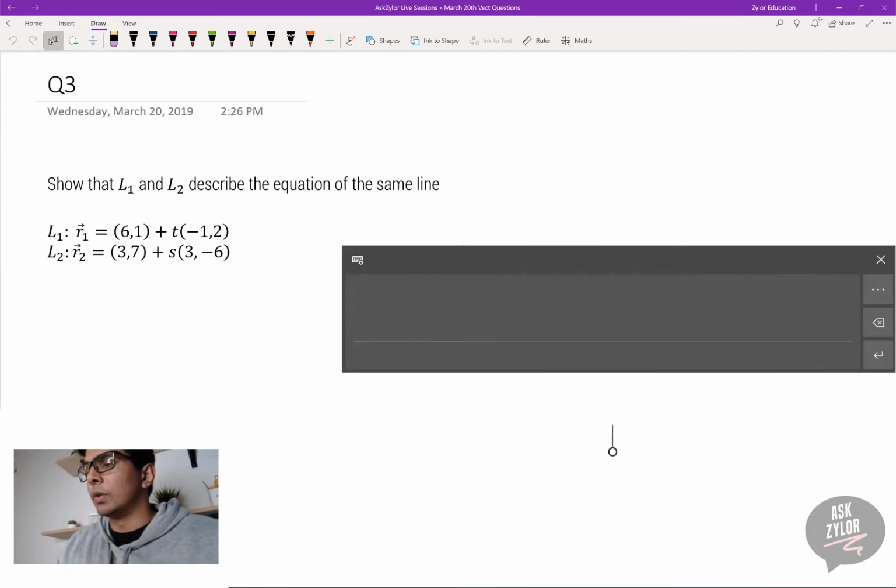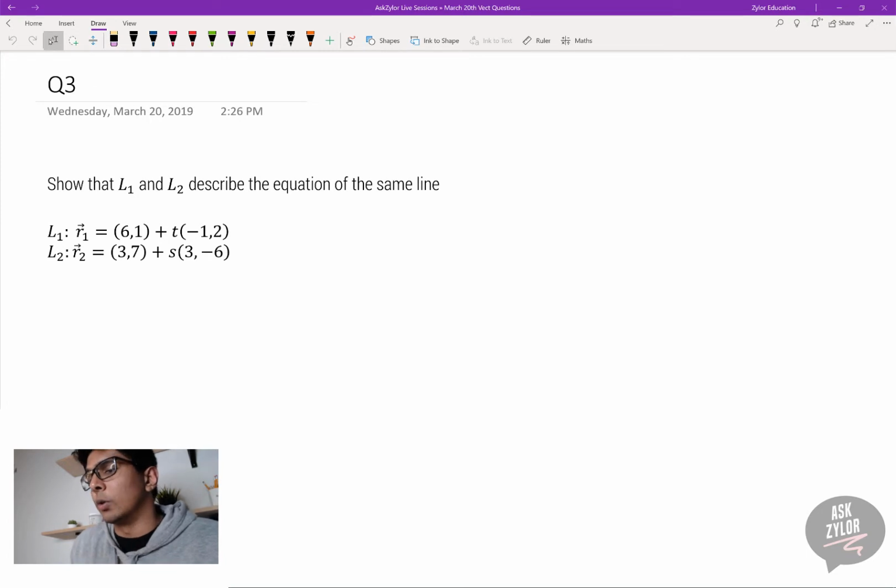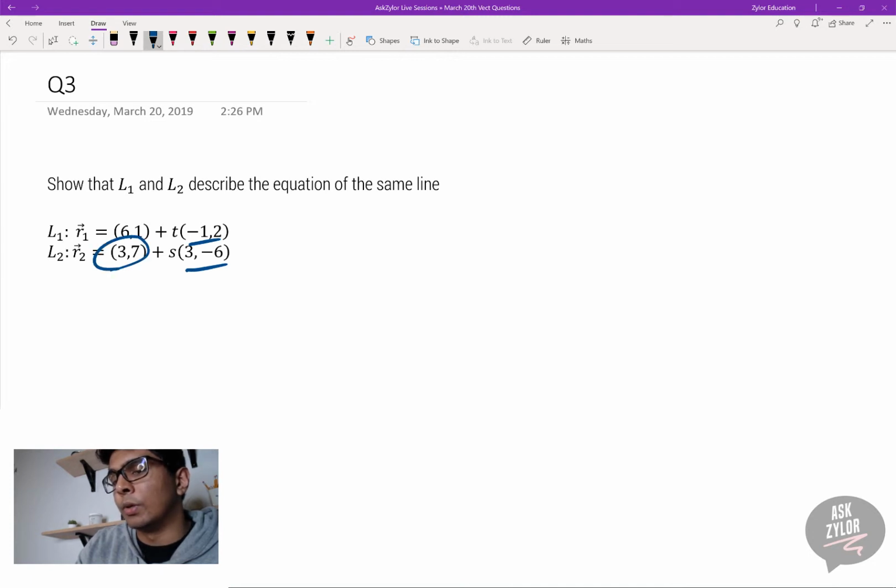It says, show that L1 and L2 describe the equation of the same line. So if they're the same line, that means we have to do two things. We need to find out that the slopes are the same, and we need to see if any of the 2 points given are a match on the other line. So we need to see what the direction vectors are and see if they have the same slope, and then pick one of these points and plug it into the other equation to see if it's actually in that line.